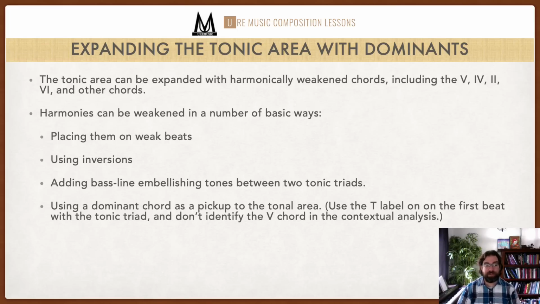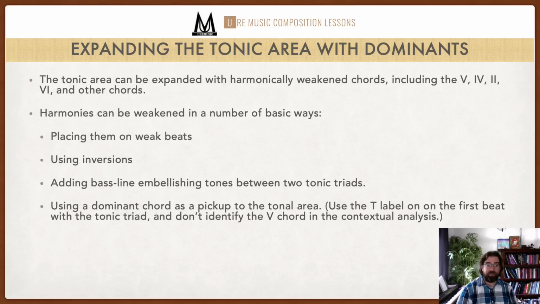So harmonies can be weakened in a number of basic ways. And we want to weaken harmonies in the tonic area. We want to start with that strong 1 chord, and then we want to create a weakening, because that weakening allows the piece to move forward. And then when we finally come back to that strong 5/1 cadence, we're like, aha, stable chords, this is the end of the piece, it feels complete. So a few ways you can do it. You can place your chords on weak beats. So you can place a 5, a 4, 2, or a 6 on a weak beat. You typically maybe want to avoid placing them on strong beats because those strong beats are so powerful.